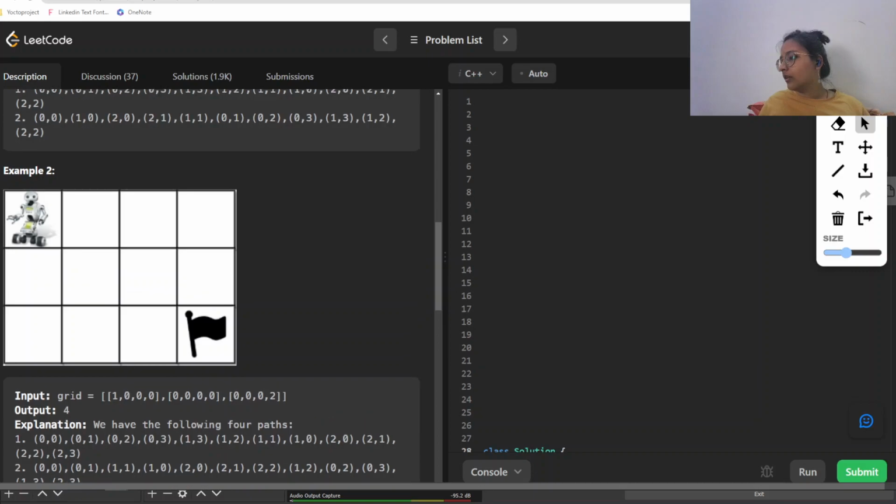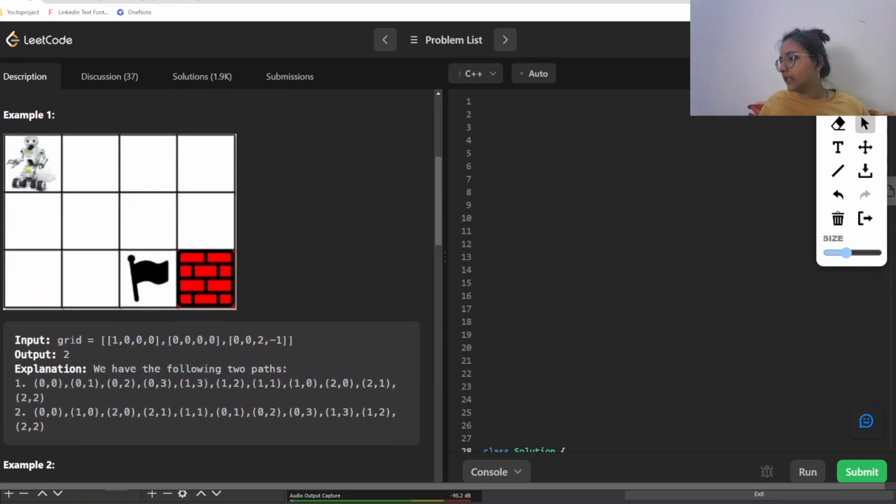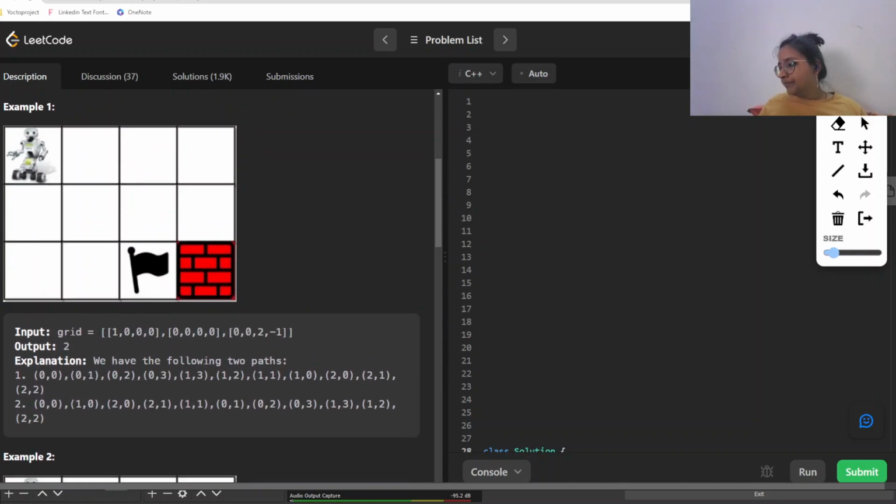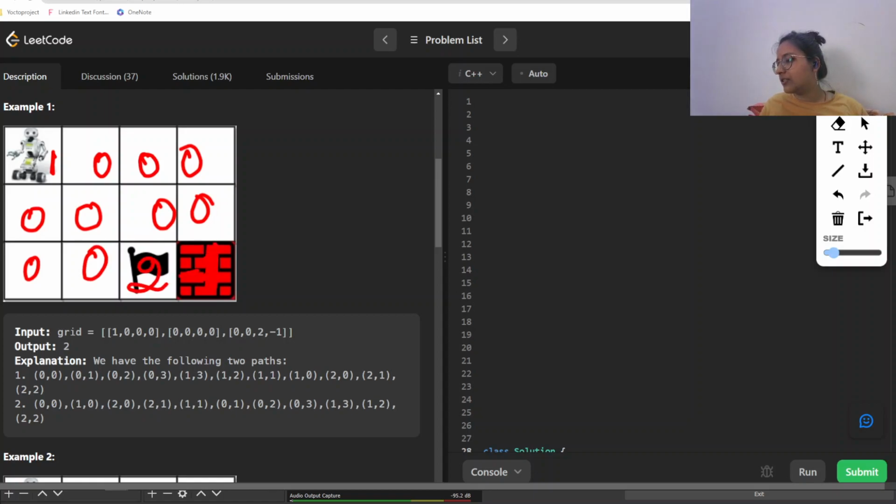So here in this example, 1 0 0 0, this is the starting and this is the ending. Then 0 0 0 0 is there, again 0 0 and then 2, but this is the -1, means this is an obstacle. Our ending could be at any point. It is not necessary that it would be at the rightmost end point. That is not the necessity.